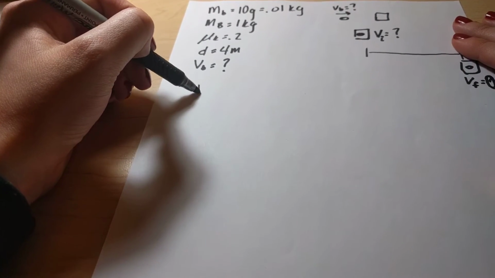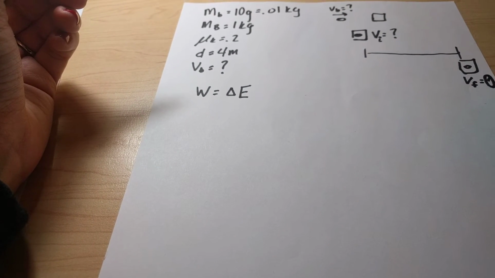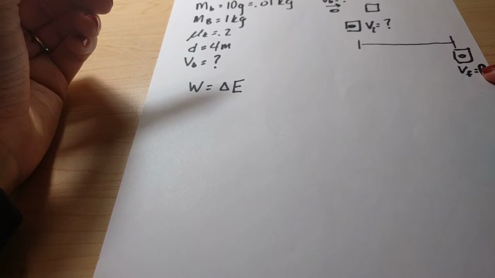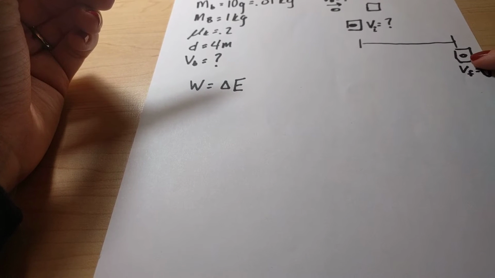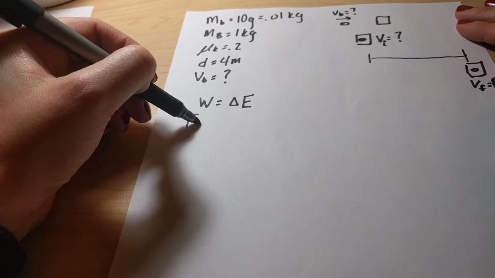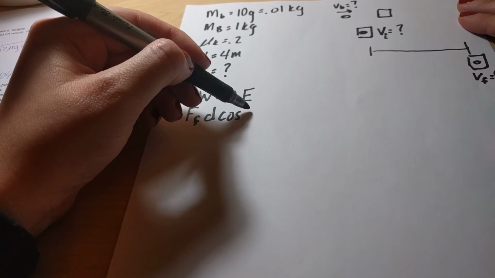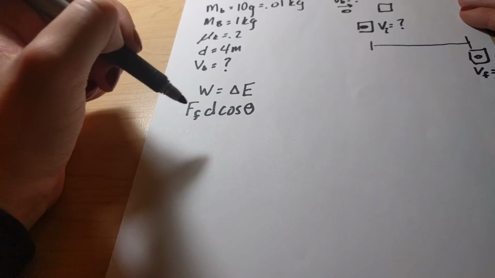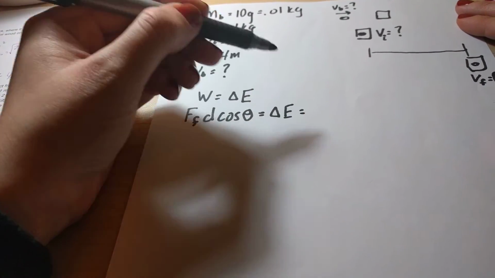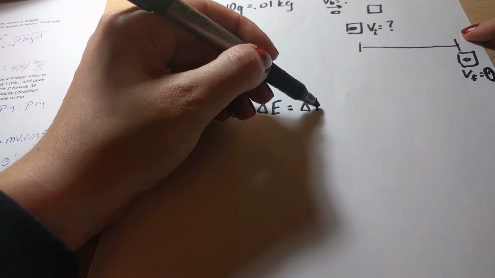We know that our work is equal to our change in energy. Here in this situation, the only work we have going on is the work due to friction, assuming that the objects in our system are the block, the bullet, and the earth. Then this work is going to be the force of friction times the displacement times the cosine of the angle in between that force vector and that displacement vector, is equal to our change in energy. We know we have a speed here, we know we don't have a speed here, so we're going to have a change in kinetic energy.